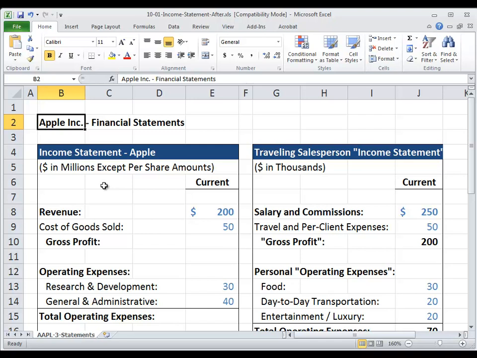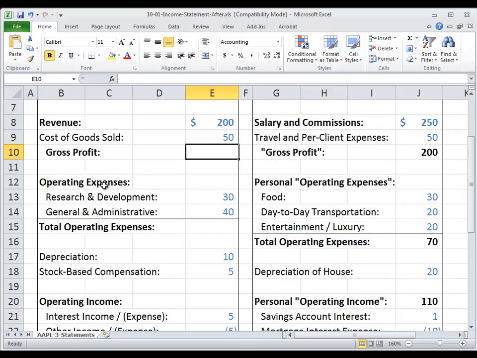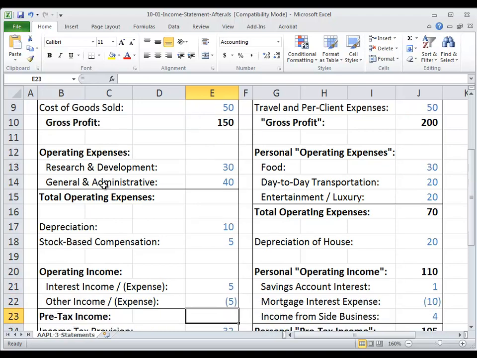Okay, good. So here's what you do to fill out this income statement. For gross profit, remember that this is simply revenue minus cost of goods sold. So we get $150 million in gross profit. For total operating expenses, what we can do here is simply add up research and development and then general and administrative. I'm going to press Alt equals, the shortcut in Excel, to auto sum these.